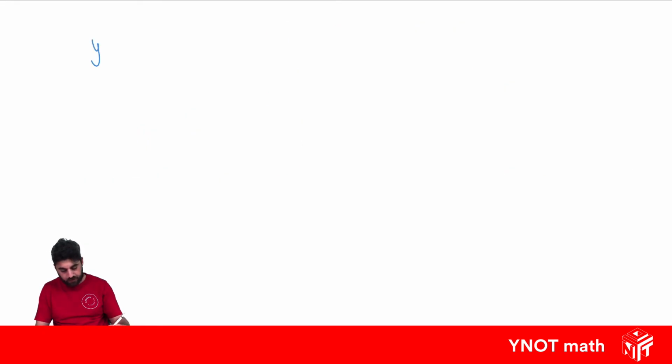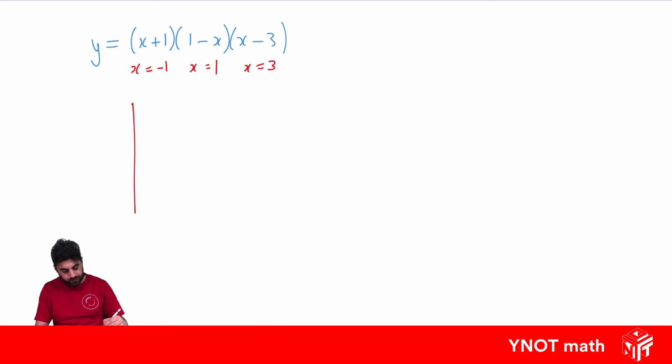What about y equals (x plus 1)(1 minus x)(x minus 3)? So again, we find the x-intercepts. So we get minus 1, 1, and 3 if you made each one of those equal to 0 and solved it. So same intercepts as the last one.